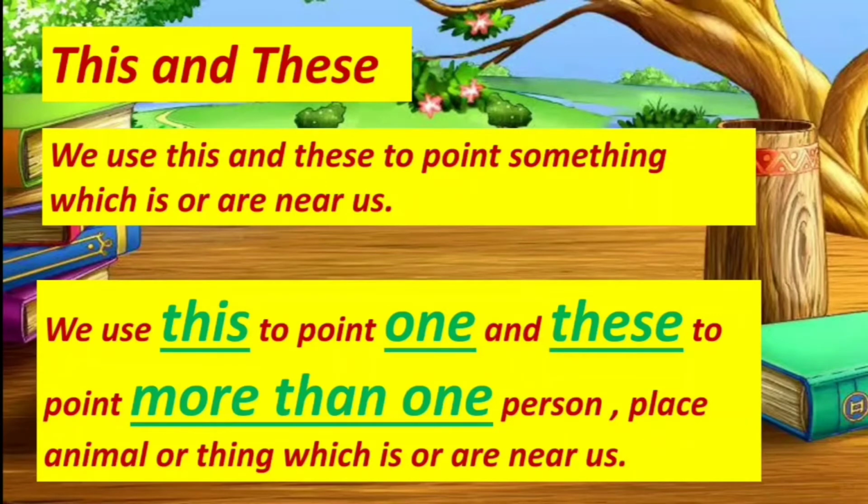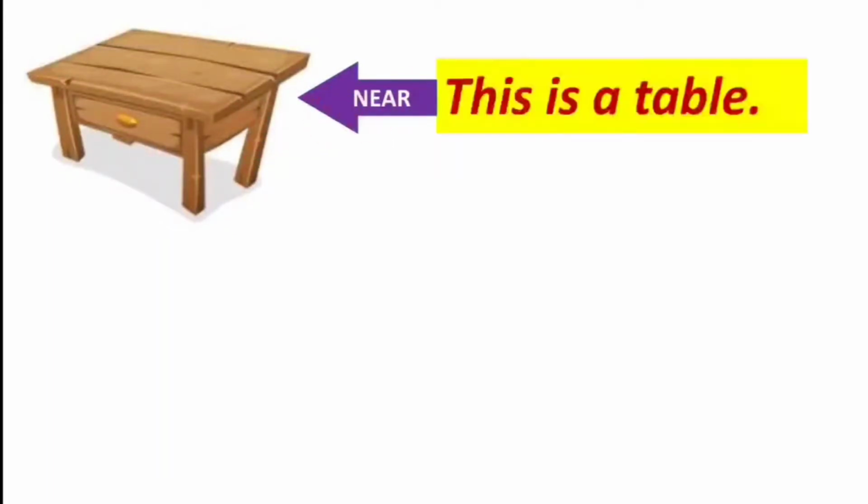Let us understand this with the help of an example. Can you see this picture? Yes. What is it? It is a table, and this table is near us. So what we will use? Here we will write this is a table, because there is only one table and table is near us. That is why we have written this is a table.